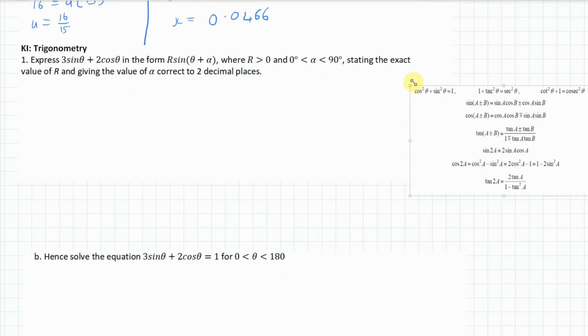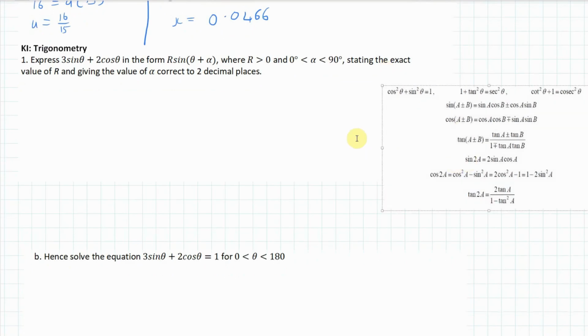The next one is a trigonometry question, and we've got to express this in the form r sine theta plus alpha, and we've got some information here. Alpha's got to be between 0 and 90, and we need the exact value of r, and alpha corrected to d.p. Okay, well, if we were to expand r sine theta plus alpha, we would get r sine theta cosine alpha plus r cosine theta sine alpha.